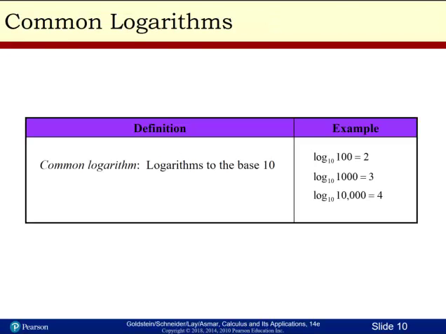Now, some common logarithms are the base 10 logarithms. And log asks the question, how many powers of my base do I have? So log base 10 of 100 asks the question, how many powers of 10 is 100? And that's 2. Log base 10 of 1,000 asks the question, how many powers of 10 is 1,000? And that would be 3. Log base 10 of 10,000 is, how many powers of 10 is 10,000? And that would be 4, because 10 to the 4th is 10,000. So just looking at that algebra-wise.